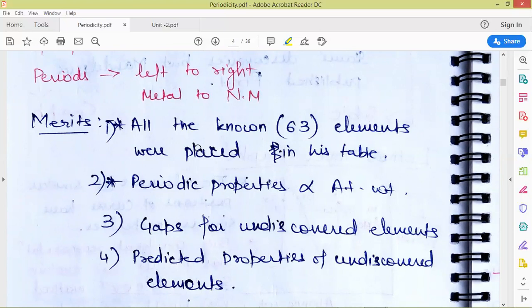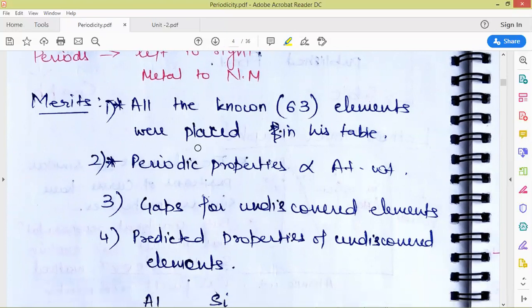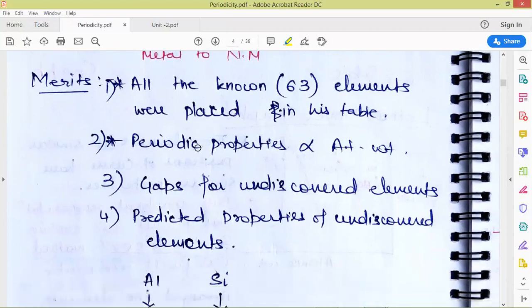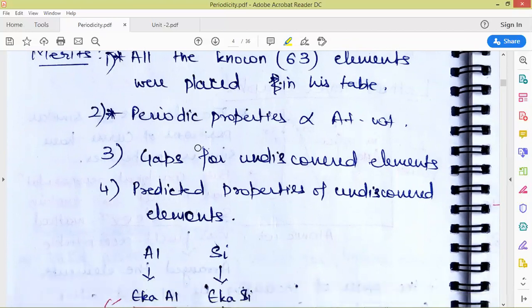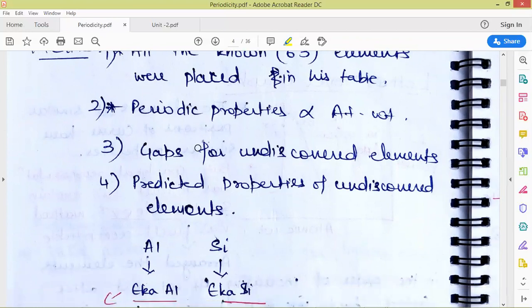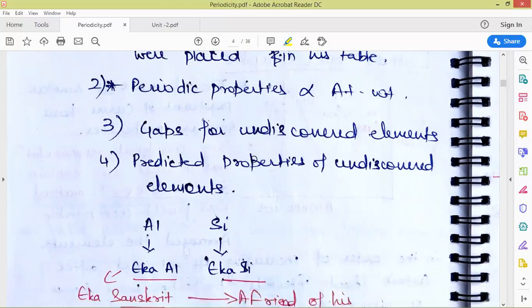In the merits, we can say that all the 63 elements which were discovered at that time were placed in his periodic table. Also, the periodic properties were directly proportional to the atomic weights. That means the properties of the elements were a periodic function of their atomic weights. He also did one important task: he put gaps for the undiscovered elements, saying that some element will come here which has properties the same as this element which is already discovered.